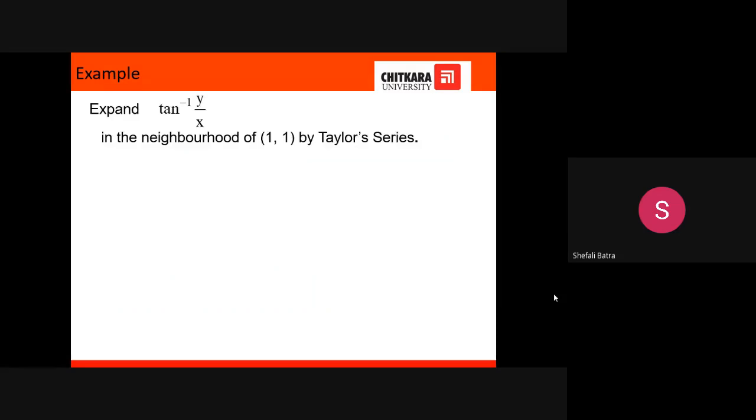So I have given you this question. Expand tan inverse y by x in the neighborhood of 1 comma 1 using Taylor series. When I say expand this function in the neighborhood of 1 comma 1, it means you need to expand this function in powers of x minus 1 and y minus 1, right? And you will be using formula number 2, right?